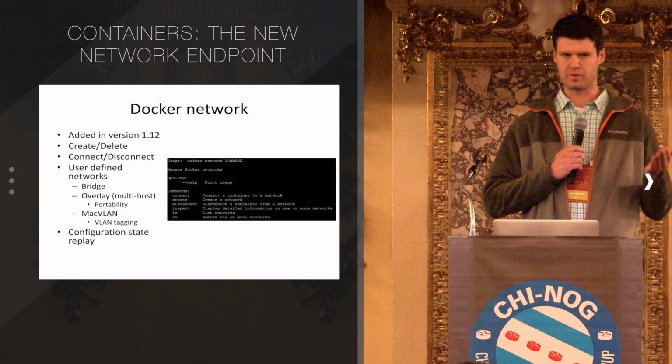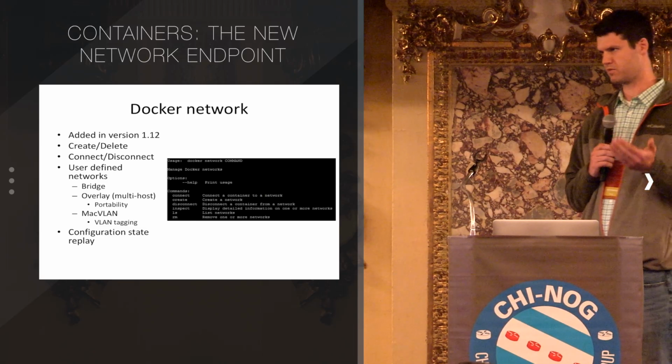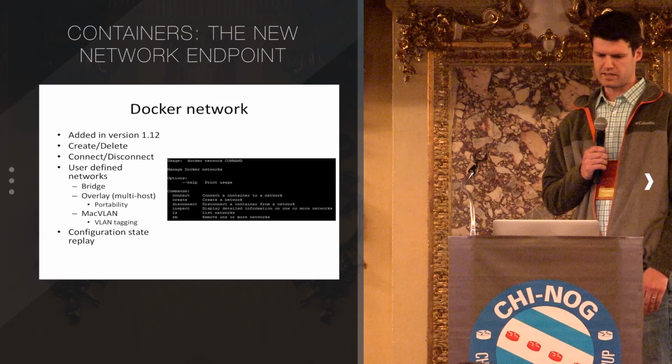when we started a container, we specified a network we wanted it on, and that was it. We'd have to kill it and restart it to get it to a new network. So that's a handy sort of option.